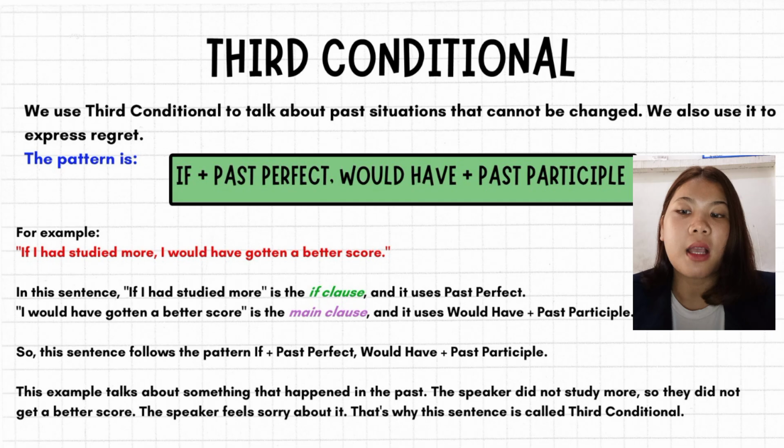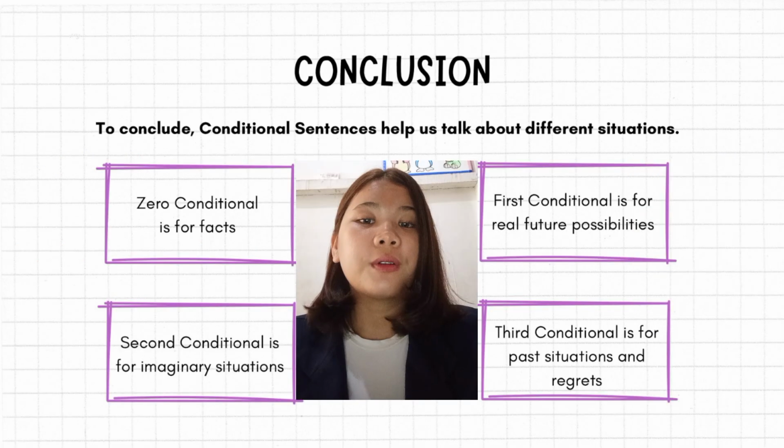This example talks about something that happened in the past. The speaker did not study more, so they did not get a better score. The speaker feels sorry about it. That's why the sentence is called third conditional.